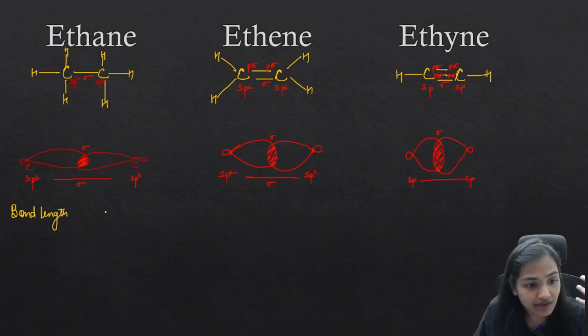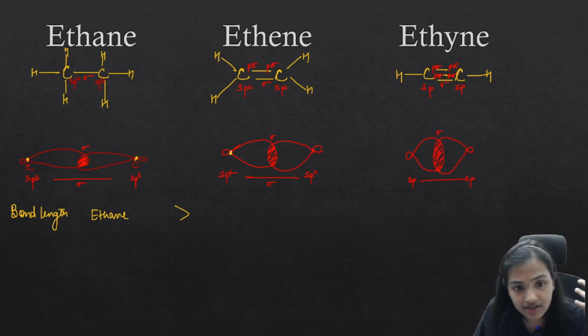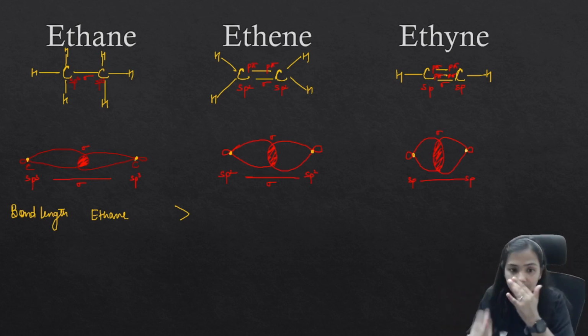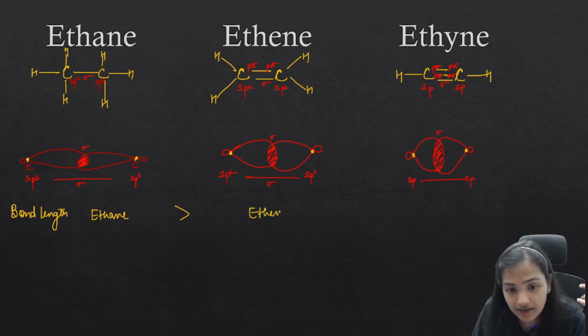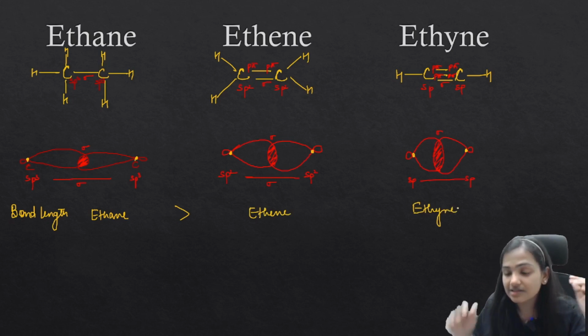The bond length of ethane is greater because the distance between the two nuclei is going to determine the bond length. And here the two nuclei are coming a little bit closer, and here the two nuclei are coming more and more closer. So ultimately the bond length of ethane is higher than ethene, and then ethyne. So ethyne is smallest in bond length.